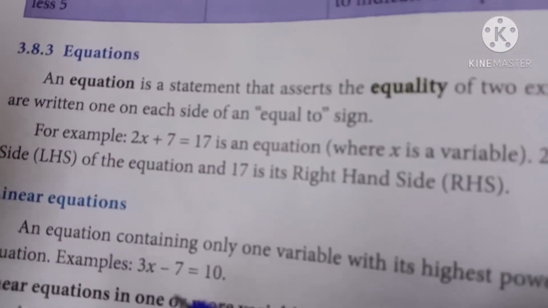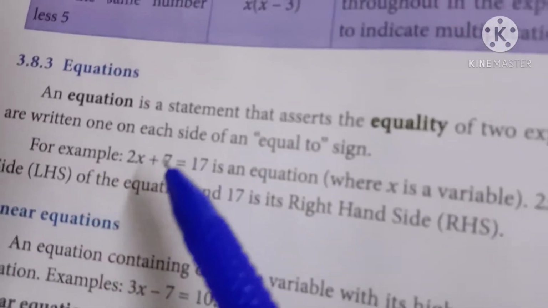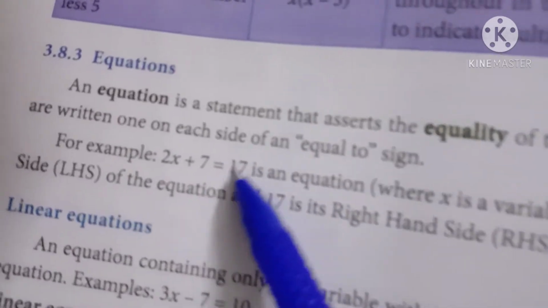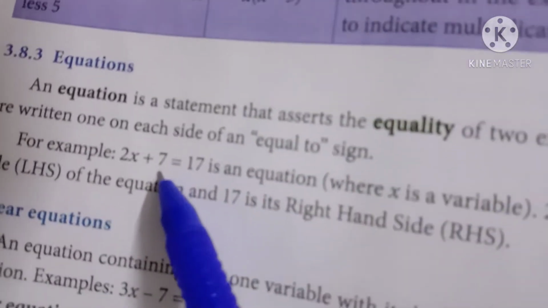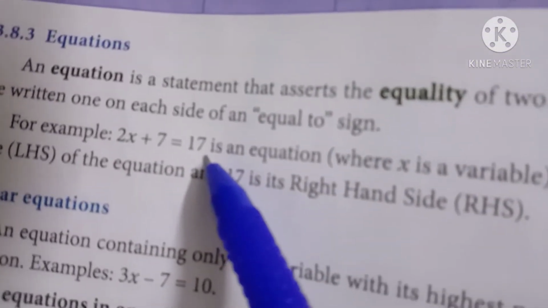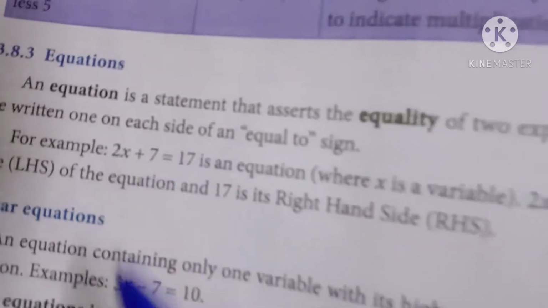First we will recall what is an equation. An equation means an expression which has a left hand side and a right hand side with an equal to sign. So here 2x plus 7 forms the left hand side of the equation and 17 is the right hand side of the equation with the equal to sign.